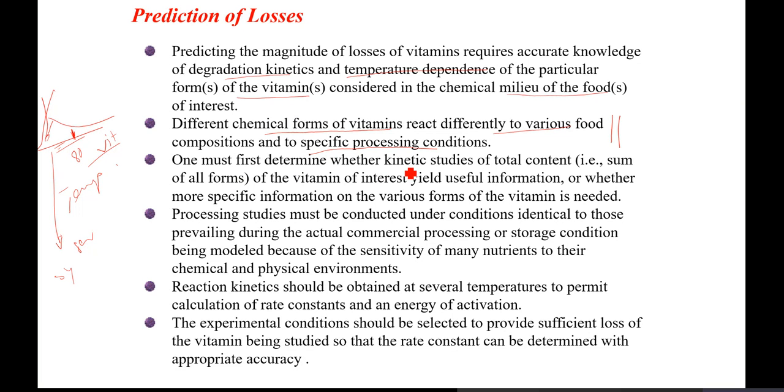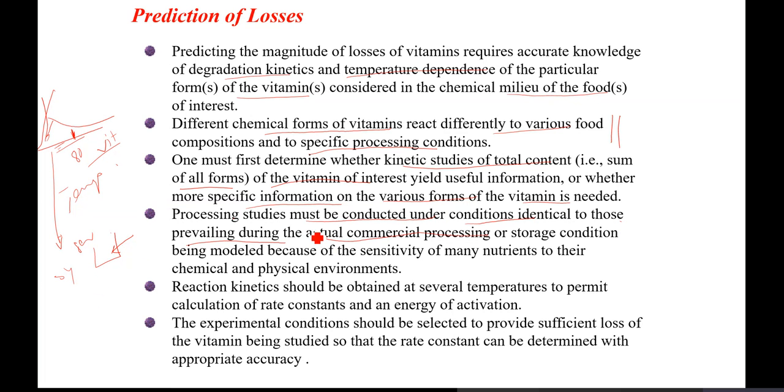One must determine whether kinetic studies are of total content, like the sum of all forms you are determining, or you are determining only a specific form. So more specific information on the various forms of vitamin is needed, and a lot of studies and research is still going on. Processing studies must be conducted under conditions which are identical to those prevailing during the actual commercial processing. See, suppose I am performing an experiment in the laboratory, so that should be implementable directly in commercial processing. It should not be an experiment that is only possible in the laboratory.